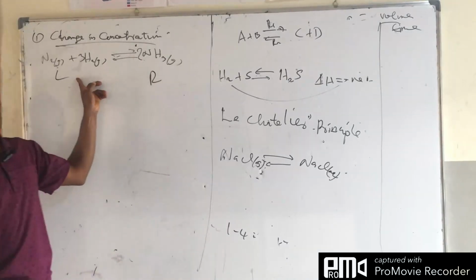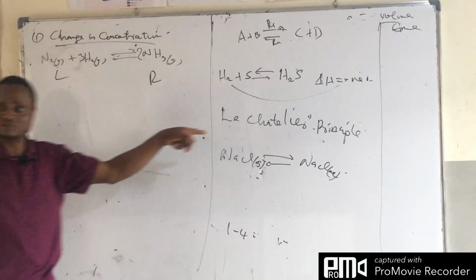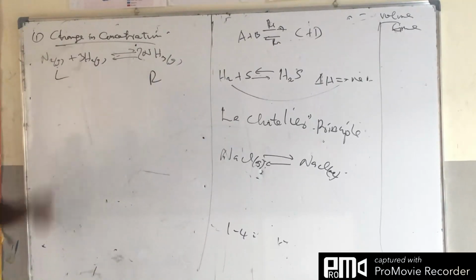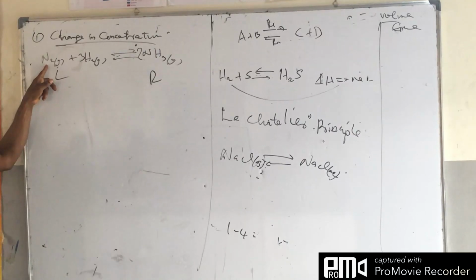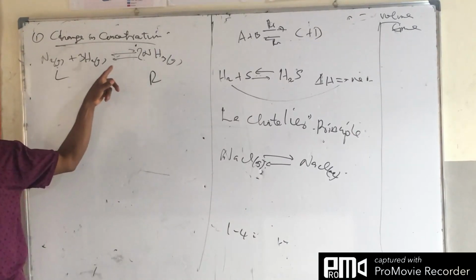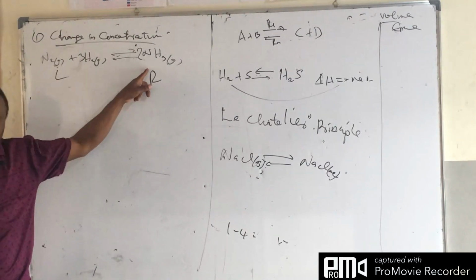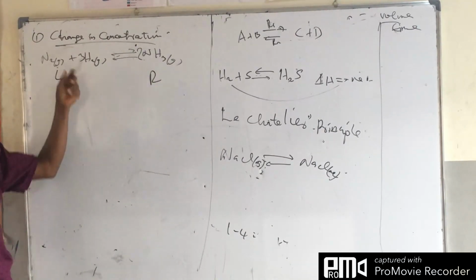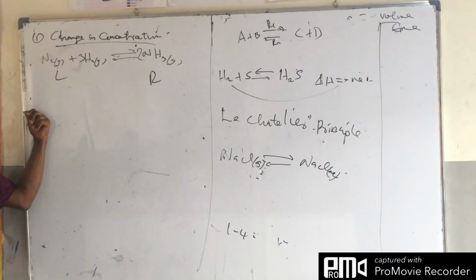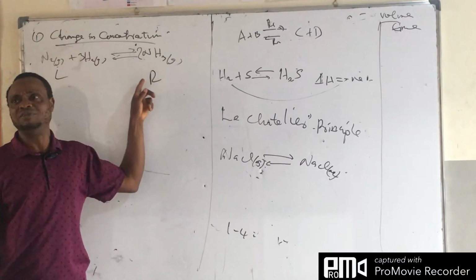More of this will do what? Collide or react to produce what? So it will favor the what? The more you remove ammonia, the more is being produced. But the other way around, if I remove any of the reactants, assuming N2 is being removed, what happens? Who will feed it now? The ammonia will decompose to replace, pay back the nitrogen. So therefore, removing any of the reactants favors the backward reaction. Removing the products favors the forward reaction.